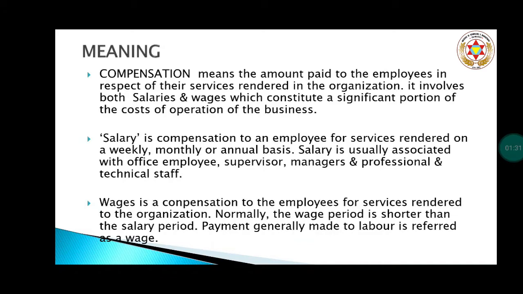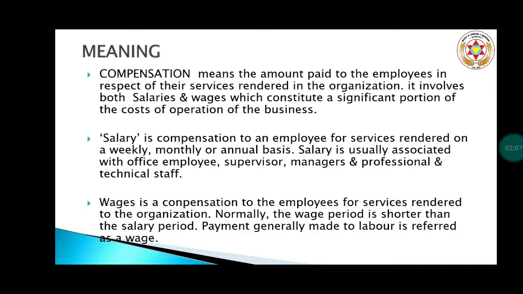Salary is compensation to an employee for services rendered on a weekly, monthly, and annual basis. Salary is usually associated with office employees, supervisors, managers, and professionals, as well as the technical staff. So, the money given to the top management, middle level, and lower level of management is known as the salary.